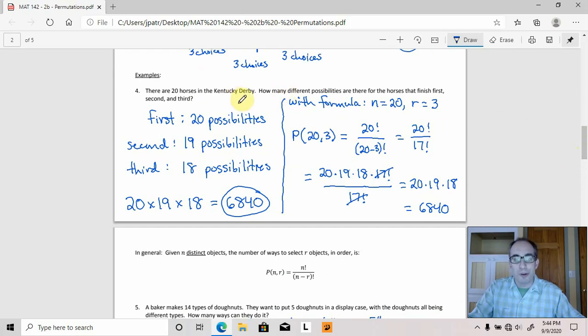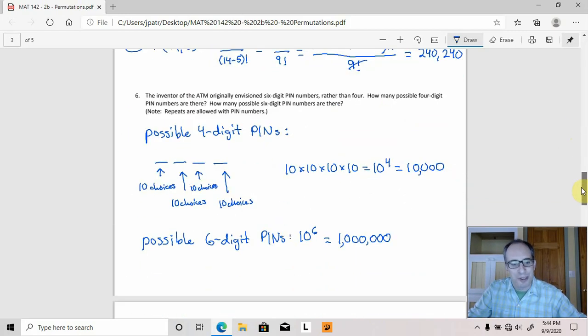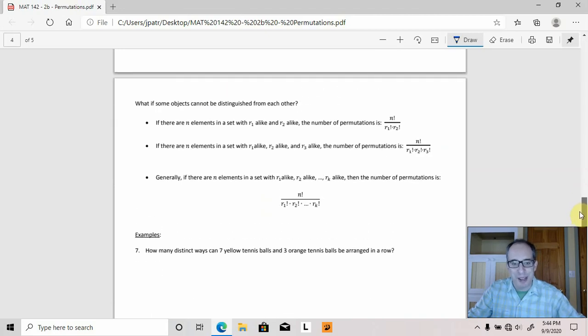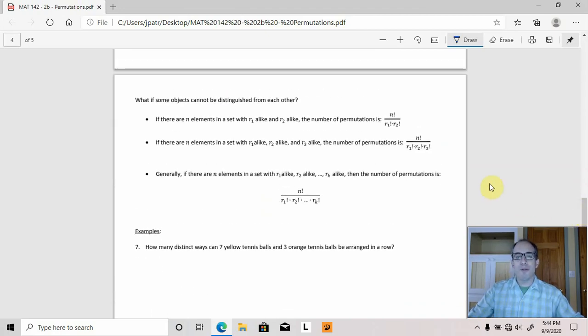Or here, with 20 horses, those are 20 different horses, right? And even if you have a couple of horses that look pretty similar, they're probably going to have a different face mask or a different number or something like that, right? The jockey's going to be wearing a different outfit, right? So something to that effect. But what if you have objects that you can't distinguish? So you have a bunch of copies of the same thing, basically.